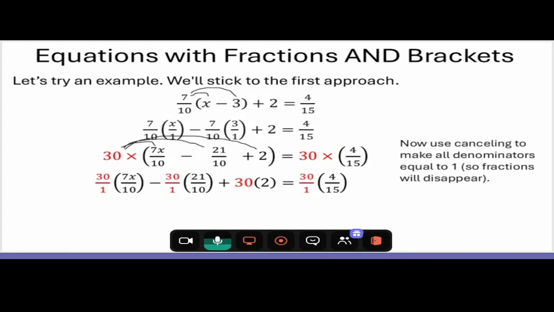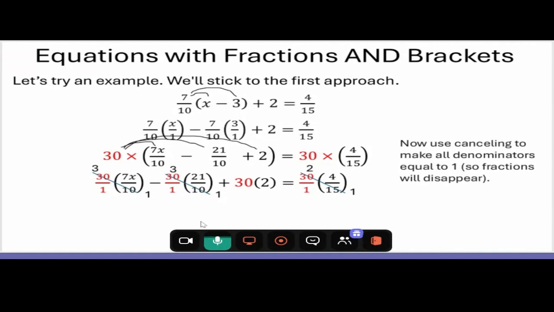So we want to make all the denominators 1. If we pick the 30 correctly, that should happen. 30 and 10 cancel because both divide by 10, leaving 3 over 1. 30 over 10, again, leaves 3 over 1. And again, if you've done your job right, the bottoms are always 1, so really you're just dividing here if you want. 30 divided by 10 is 3. 30 divided by 10 is 3. 30 divided by 15 is 2, or in other words, cancels to 2 over 1.